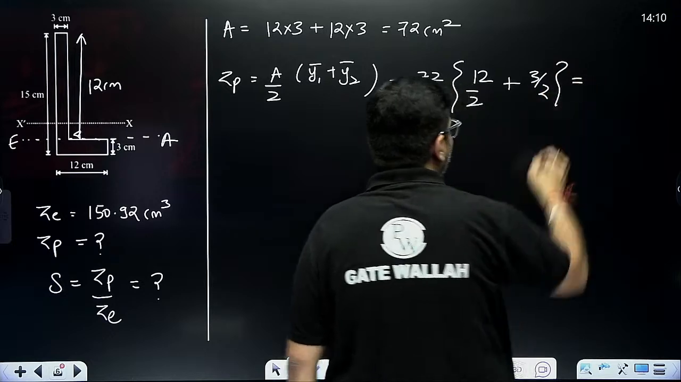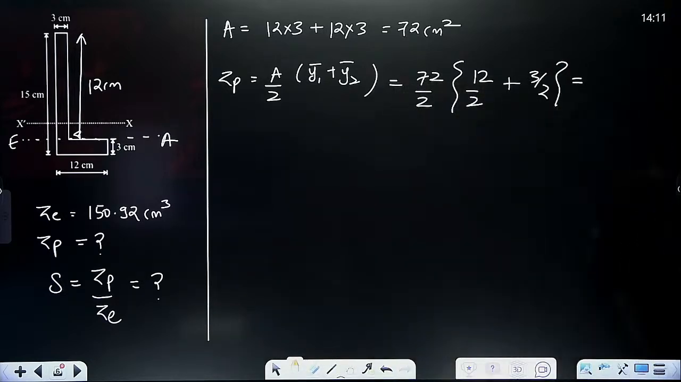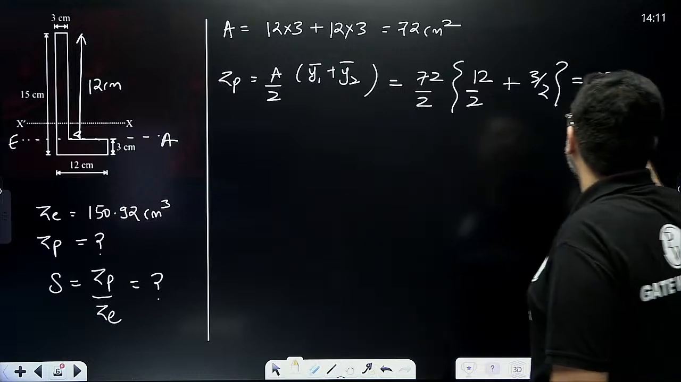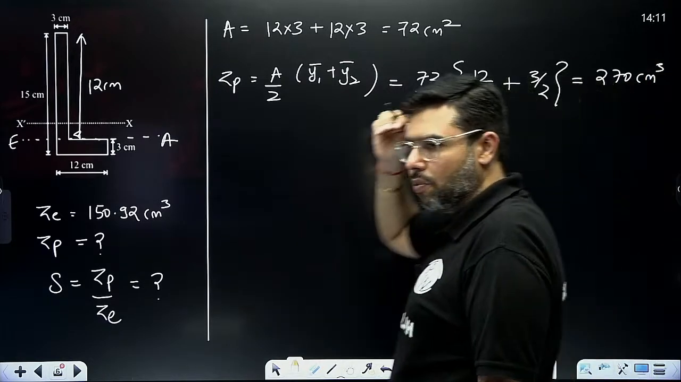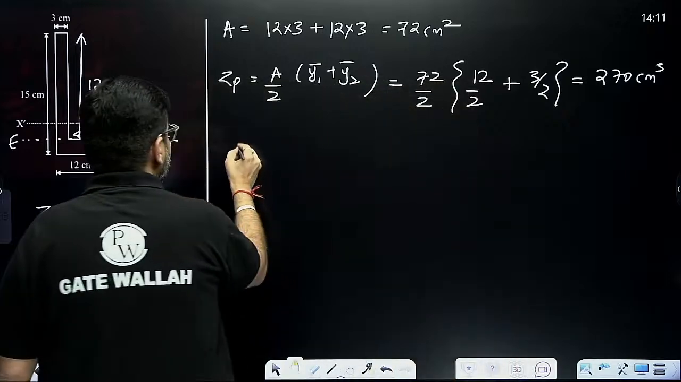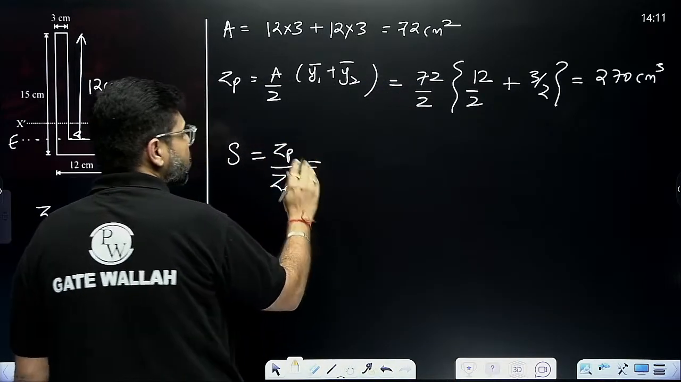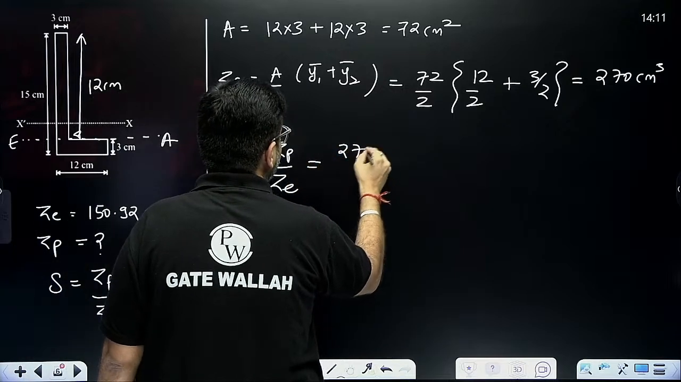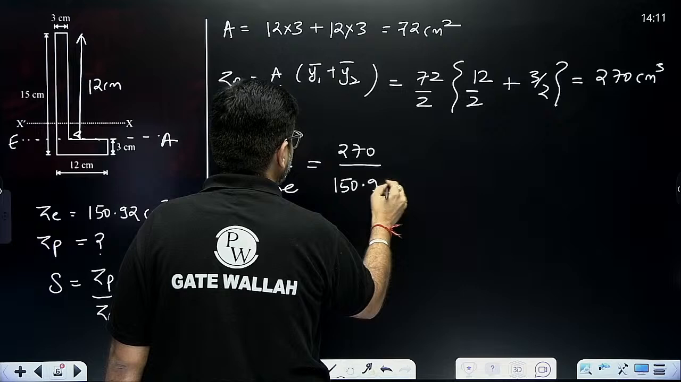So ZP, how much are you getting? Tell me fast. What is the value of ZP you got here? ZP is 270 centimeter cube. I got ZP as 270 centimeter cube. Okay, correct. Now shape factor is, see, very simple. These kind of simple questions are asked from this topic. So don't worry, in the exam you will generally get very simple questions only.